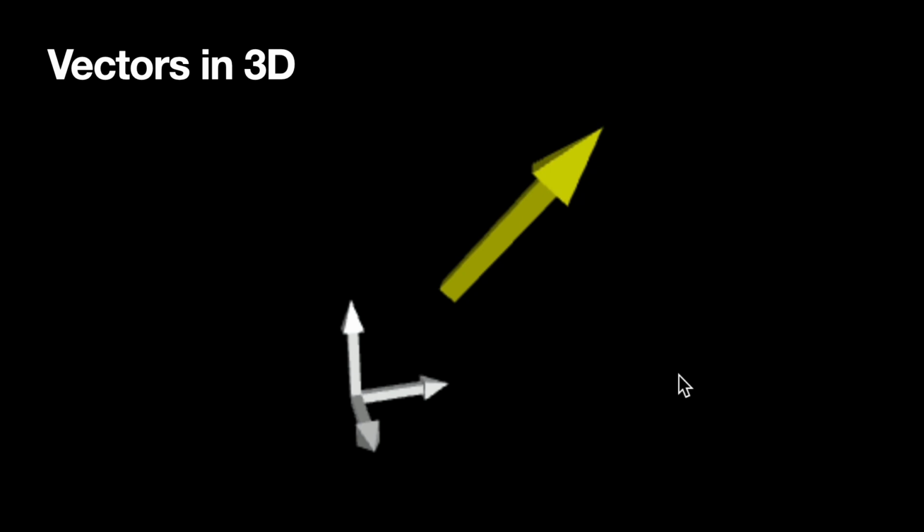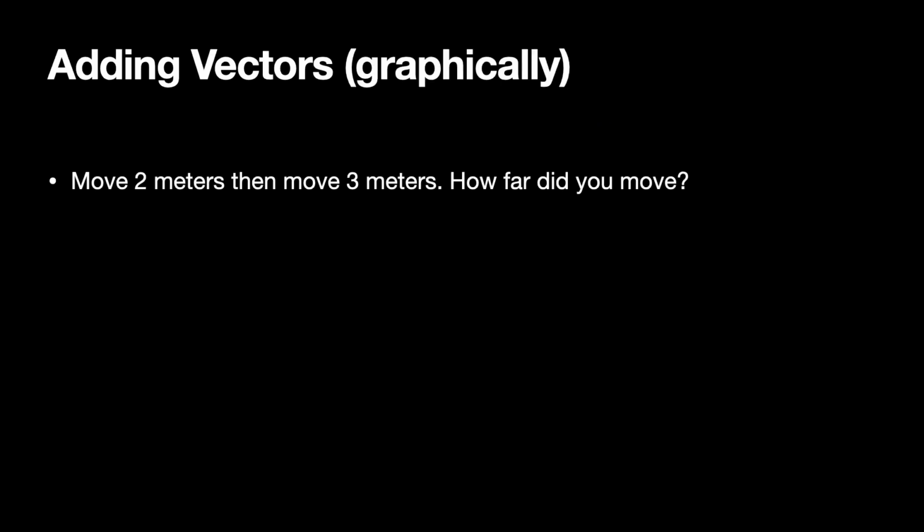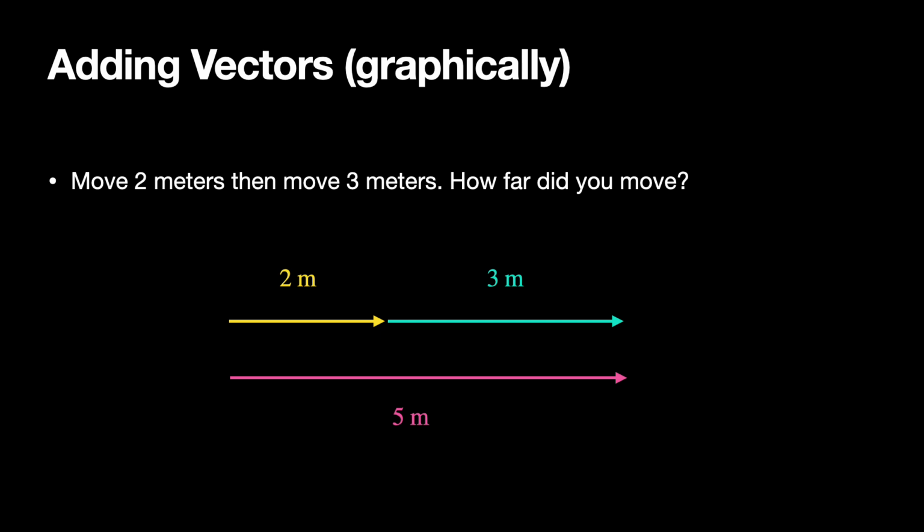So, okay. How do you add vectors? Let's say that I have the following situation. I move 2 meters, and then I move 3 meters, and the question is, how far did you move? Well, let's just draw that out. So here's a displacement of 2 meters. I moved 2 meters to the right, and then I moved 3 meters to the right. So how far did I go? Well, I went 5 meters. That one's pretty easy, right? If I go 2 meters that way, and then 3 meters that way, I went 5 meters.